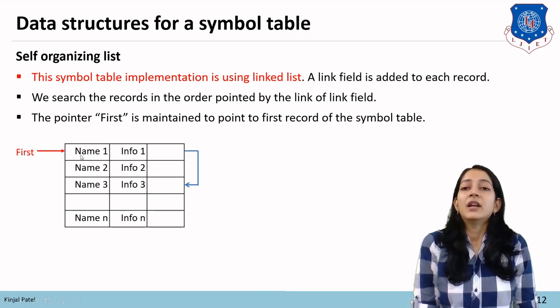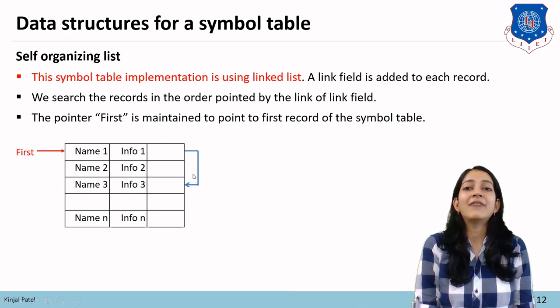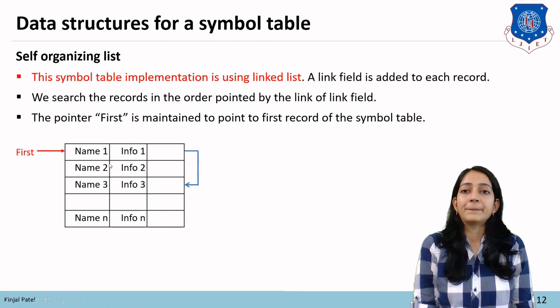The variables which are used mostly in the program will be linked after name 1. If a particular variable is used multiple times, it will be linked on the top, so we can find it easily whenever that variable comes. So here we are linking these variables according to the order in which the variables come in the program.